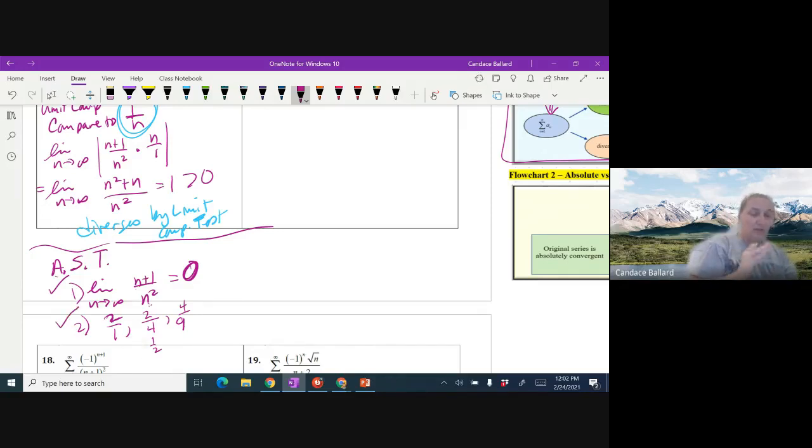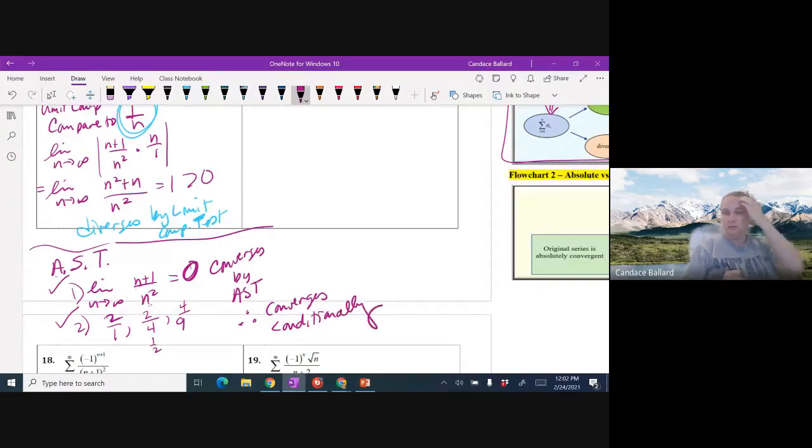So I know that it just passed the alternating series test, so it converges by the alternating series test. So that means the absolute value of it converges. So therefore, it converges conditionally. Okay. All right, I'm going to give you guys a second there.